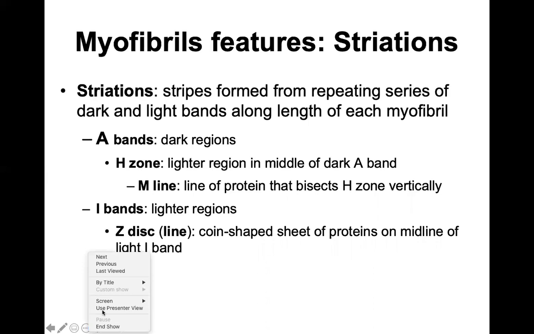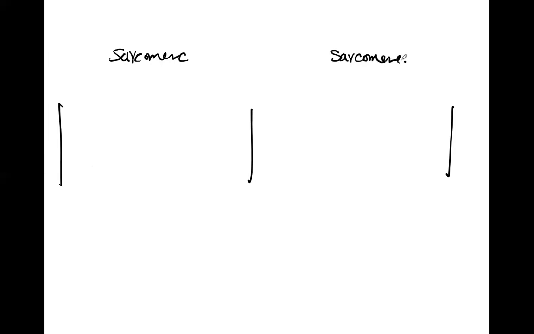So let's take a look at what they look like if I was drawing them. So let's say I'm focusing on a myofibril, right? And we know myofibrils are made up of sarcomeres. So I'm going to draw two sarcomeres next to each other. So here is one sarcomere, again from here to here. And here is my second sarcomere.